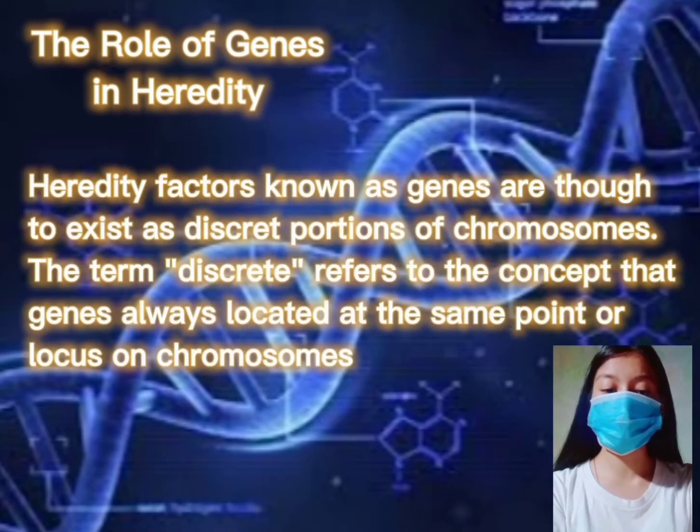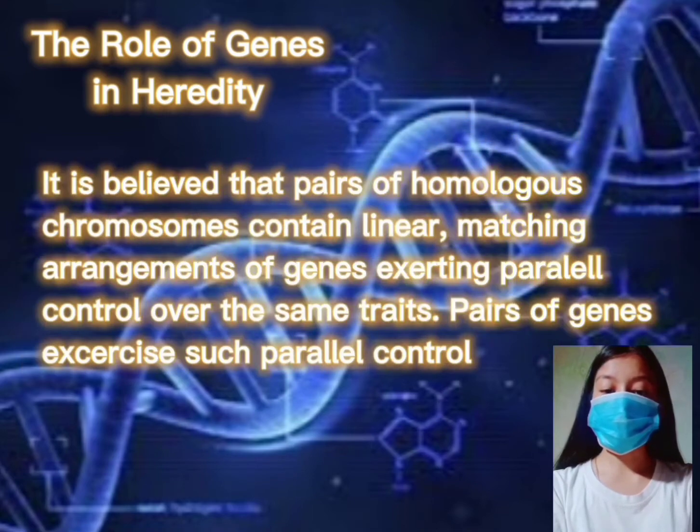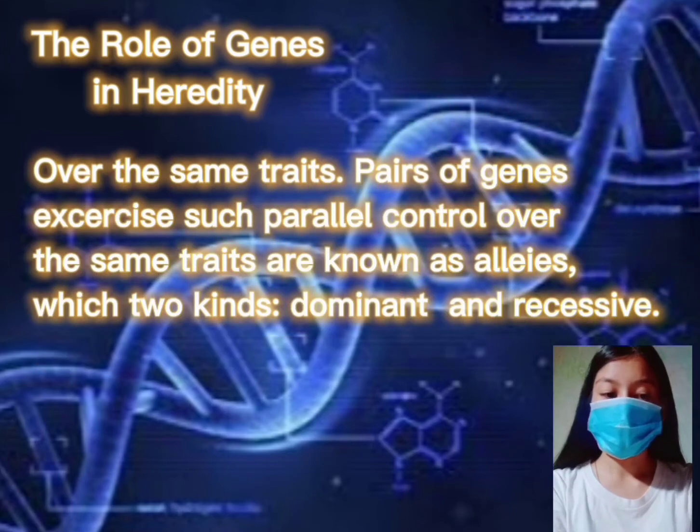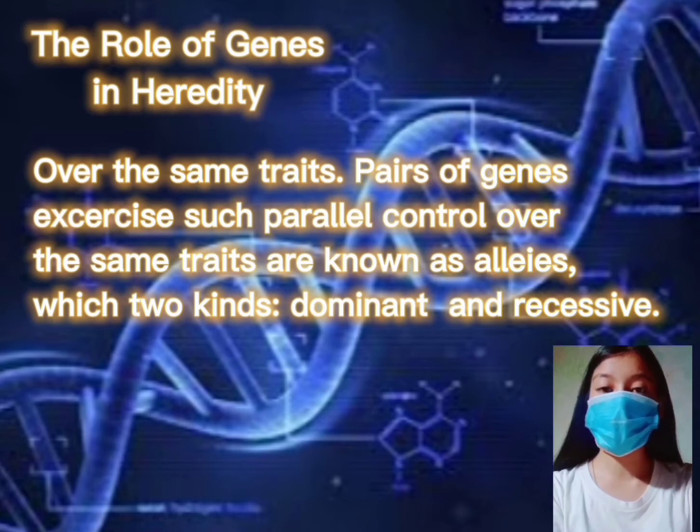Hereditary factors known as genes are thought to exist as discrete portions, known as loci, of chromosomes. The term discrete refers to the concept that genes are always located at the same point, or locus, of the chromosome. It is believed that pairs of homologous chromosomes contain linear, matching arrangements of genes exerting parallel control over the same traits. Pairs of genes that exercise such parallel control over the same traits are known as alleles, which are of two kinds, dominant and recessive.